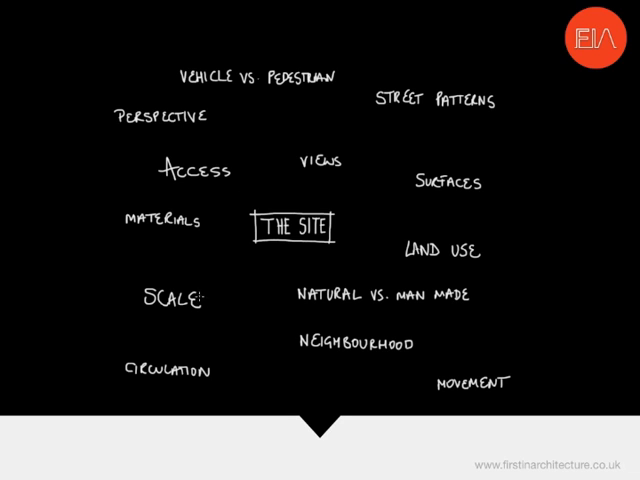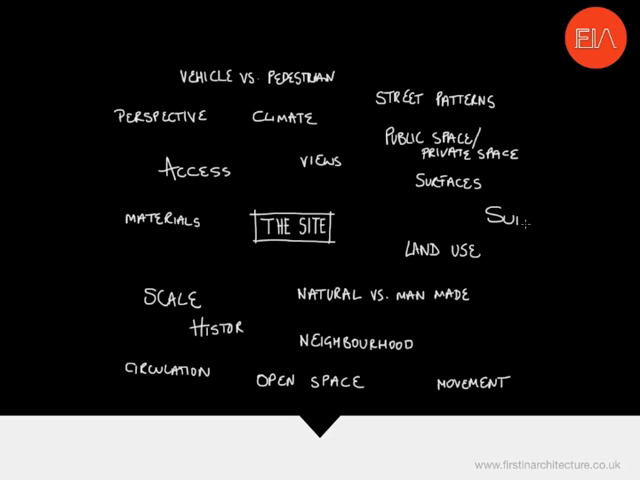Also, you want to have a look at access, which goes hand in hand with pedestrian routes and things like that, and movement through the site. Think about public spaces and private spaces. What's already there and how will that inform your design? And the history of the site is equally important. Start looking back and seeing what the site used to be and how that will affect how you design things. And of course, then you look at the climate and sun angles and shade and things like that all around the site.